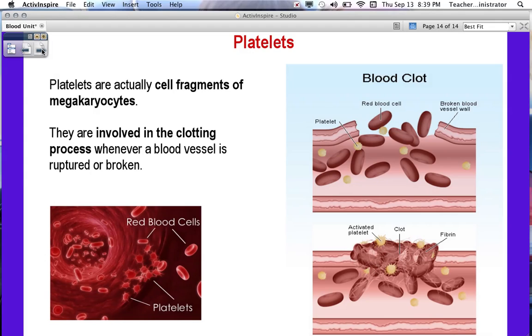Finally, we have platelets, and they are cell fragments. Again, they're not really whole cells, and their main job is to be involved in the blood clotting process whenever you rupture or break a blood vessel.